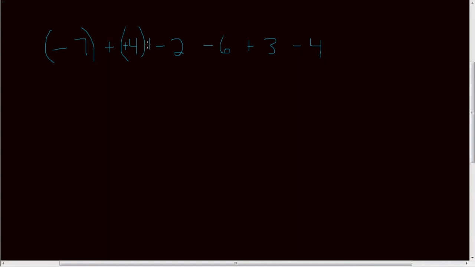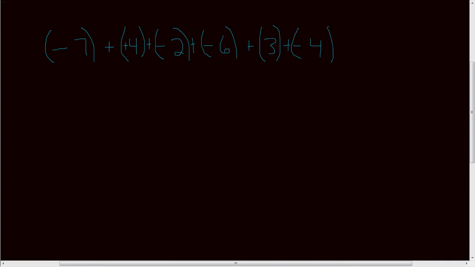But we do need to do this: take the negatives with the negative numbers. So we change this to adding negative 2. We change this to adding negative 6, adding 3, and then adding negative 4. And so we just simply rewrite that. The reason why is because now everything is addition. We're not adding and subtracting anymore, we're just adding. It's just that some of our numbers that we're adding are positive and some of them are negative.